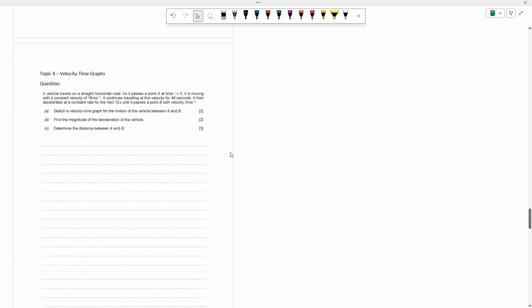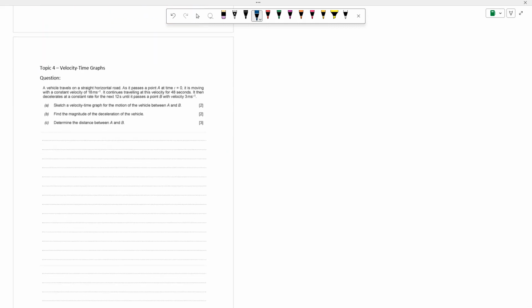Right, so now we've got some mechanics. The first one uses a velocity time graph a little bit. Vehicle A travels on a straight horizontal road. It passes point A at time 0 moving with a constant velocity of 18 meters a second. It continues to travel at this velocity for 48 seconds. It then decelerates at a constant rate for the next 12 seconds until it passes B with a velocity of 3. Sketch a graph for this.